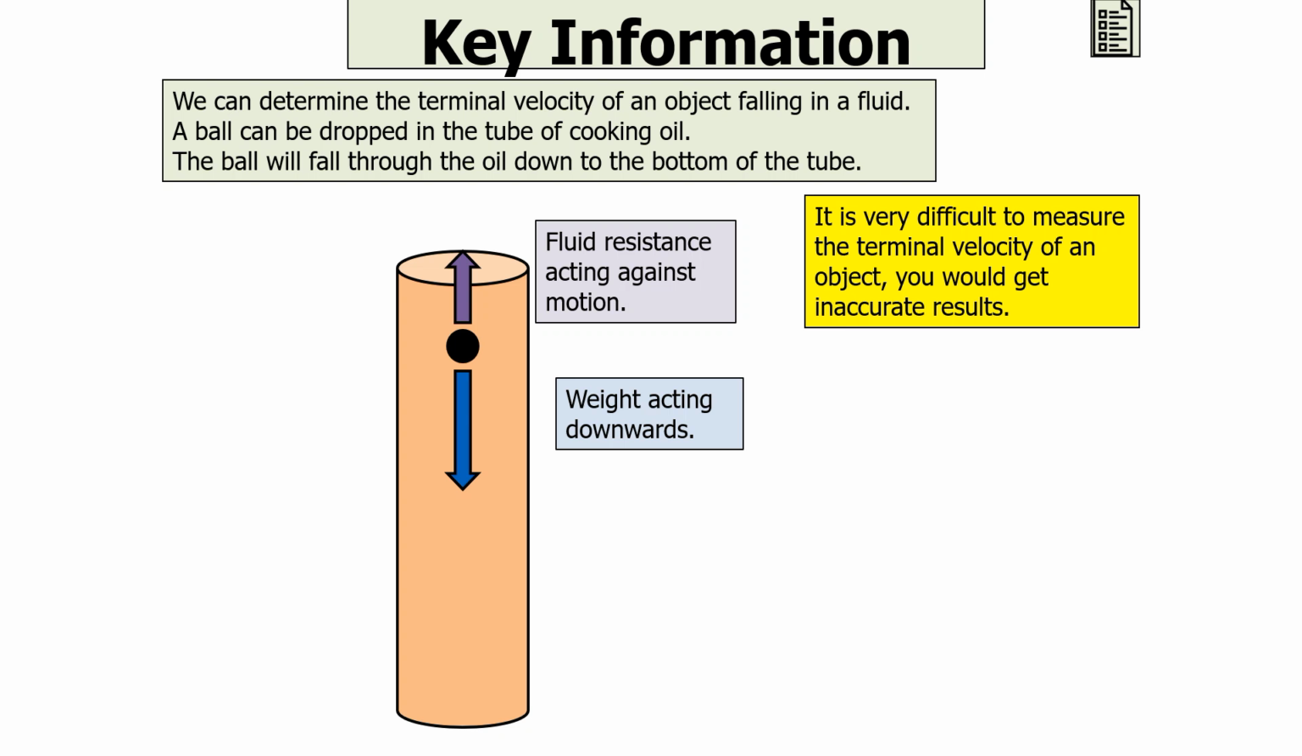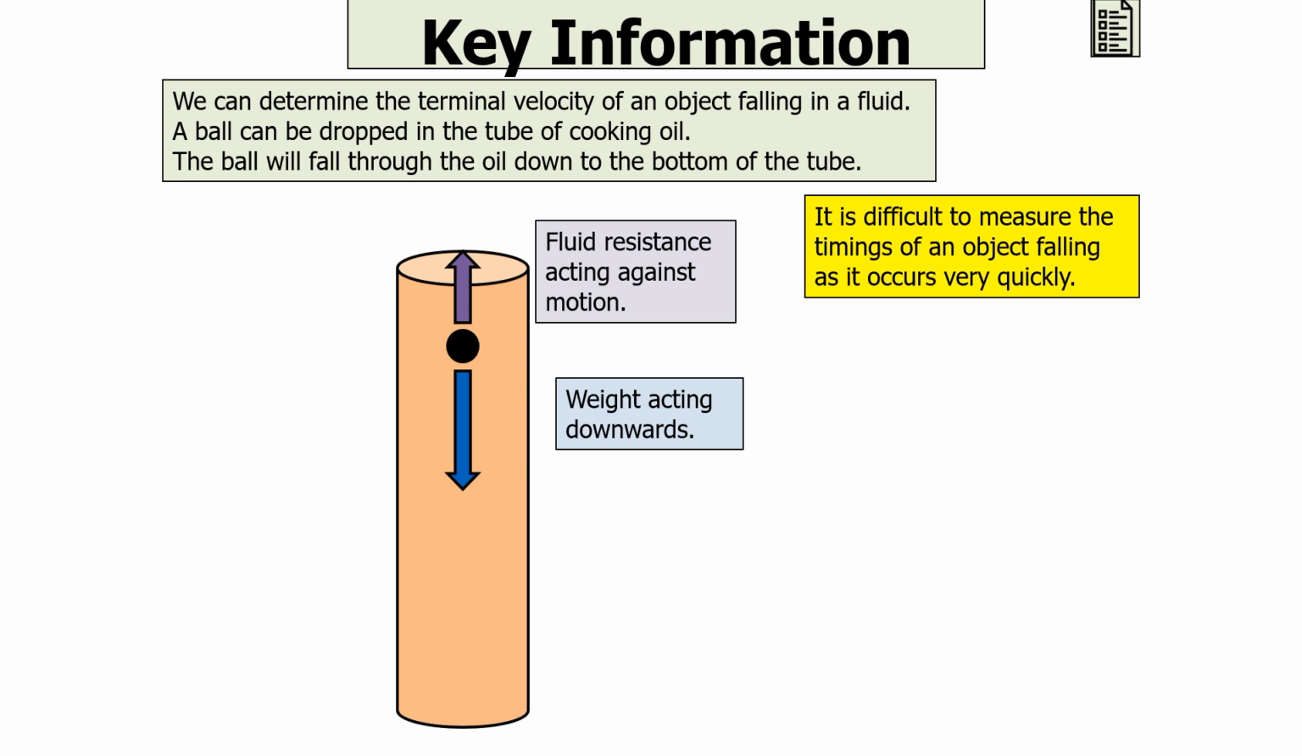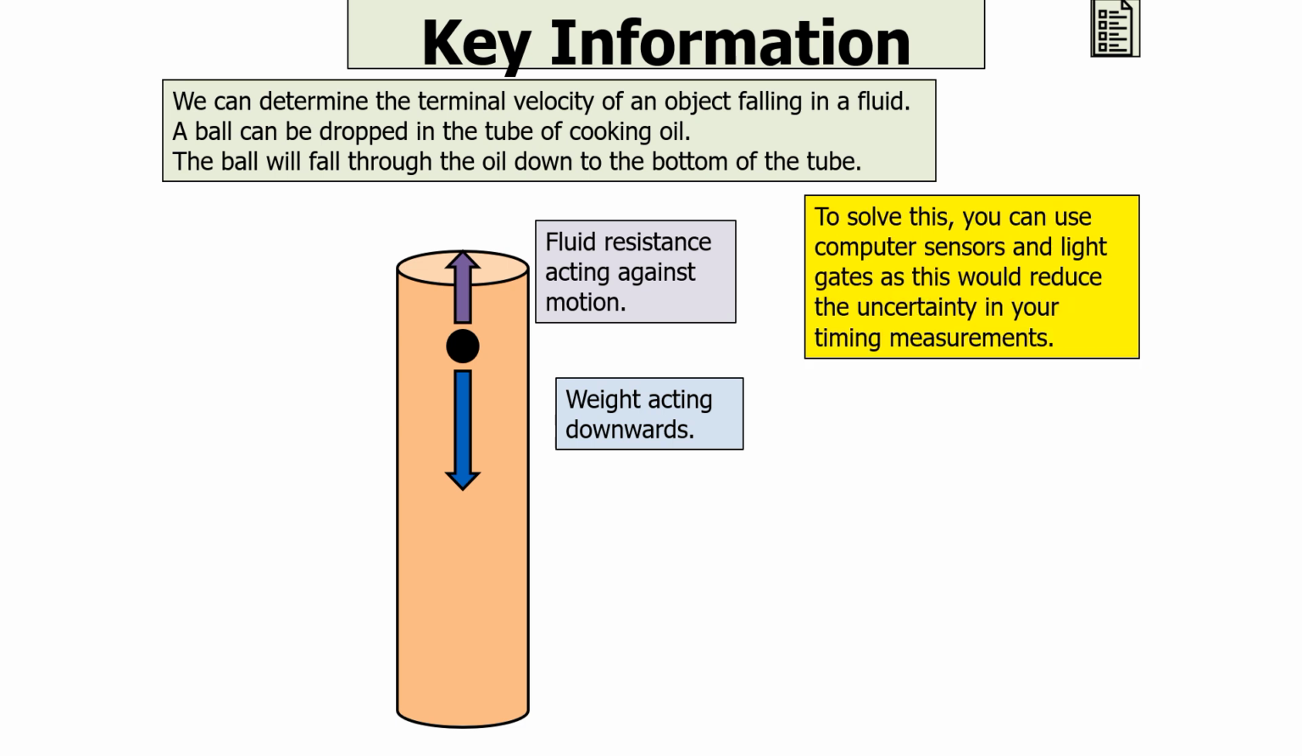Now it is very difficult to measure the terminal velocity of an object, so this experiment would get inaccurate results. It's very difficult to measure when the object would have actually obtained terminal velocity, as it's difficult to measure the timings of an object falling as it occurs very quickly. To solve this, you can use computer sensors and light gates, as this would reduce your uncertainty in your time and measurements, meaning the random error produced will be smaller.